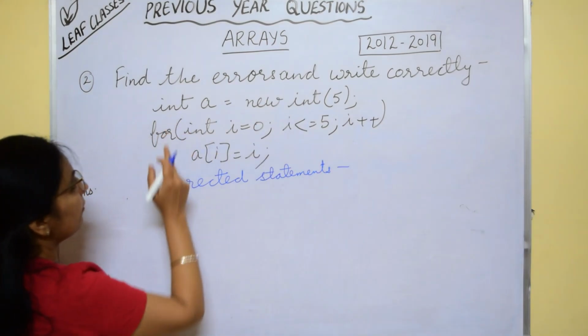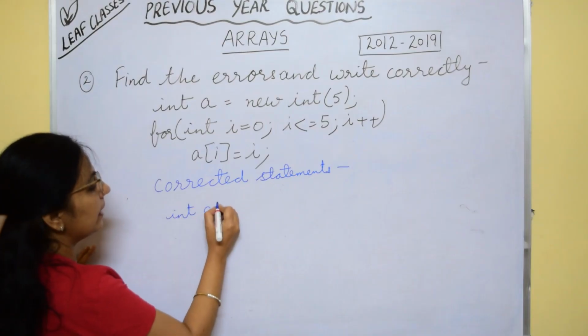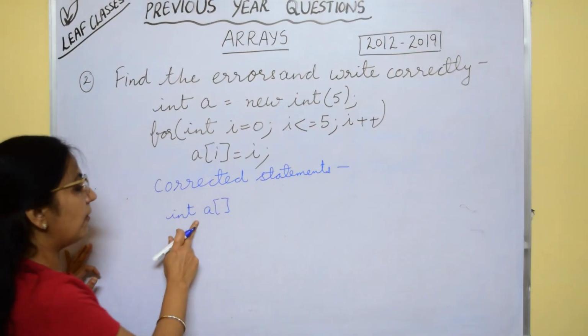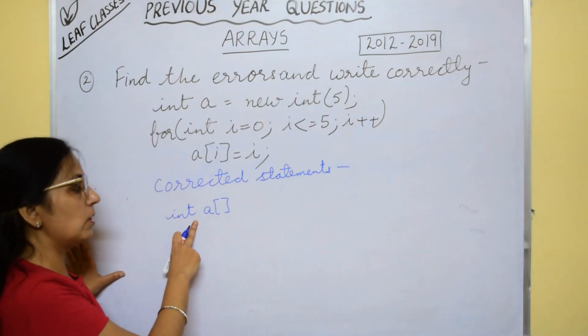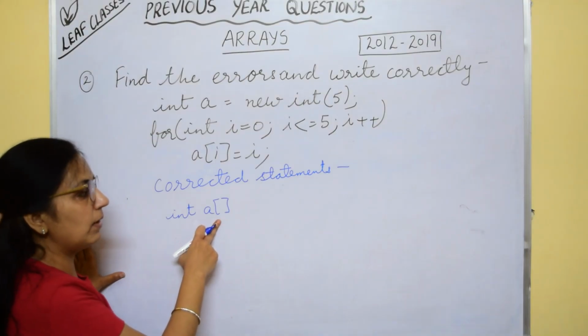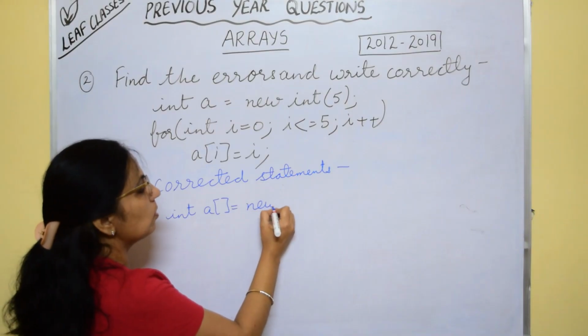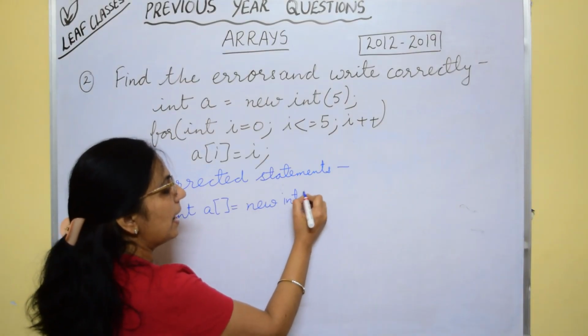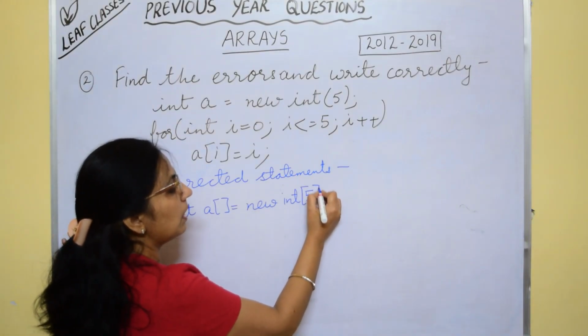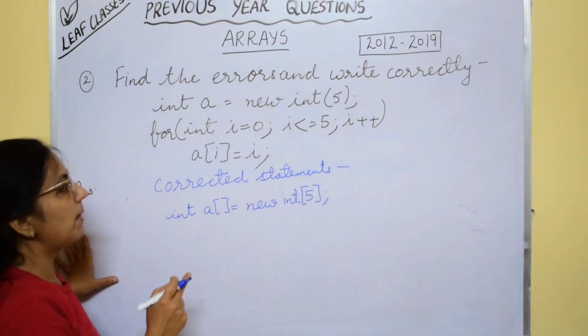Then see the first line, int a, how you declare the array. Either after int you have to put opening and closing square brackets, or after the array variable name. Anywhere you can put equals to new int and the size should be in square brackets, not in small brackets.